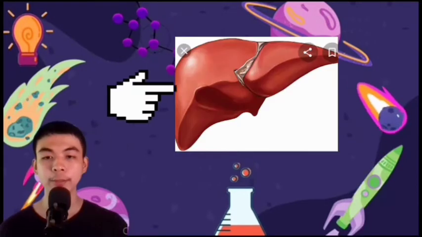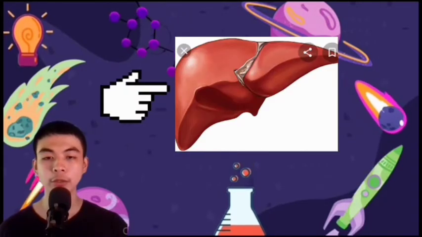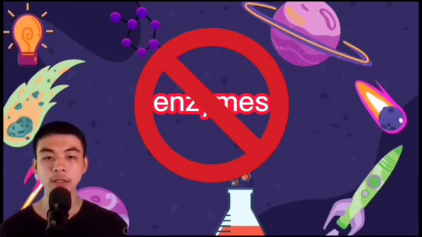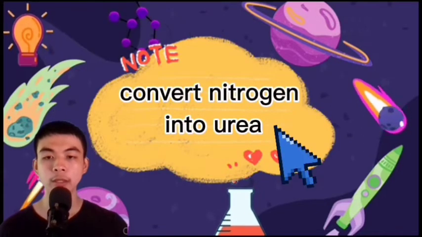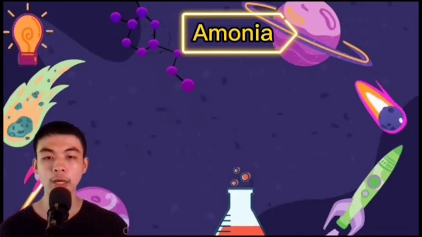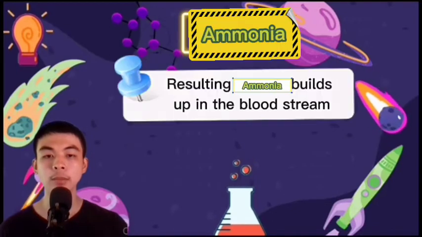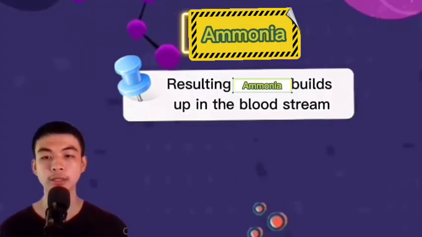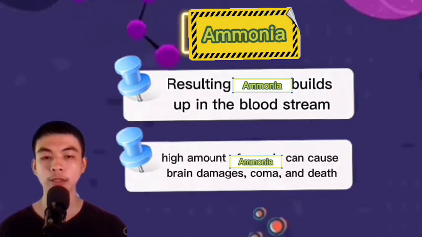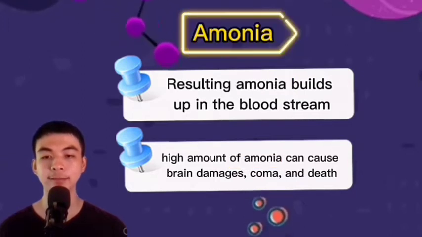The liver in a person with urea cycle disorder is missing an enzyme necessary to convert nitrogen into urea. As a result, ammonia, a highly toxic substance, builds up in the bloodstream and is not removed from the body. Untreated, the high amounts of ammonia can cause brain damage, coma, and eventually death.